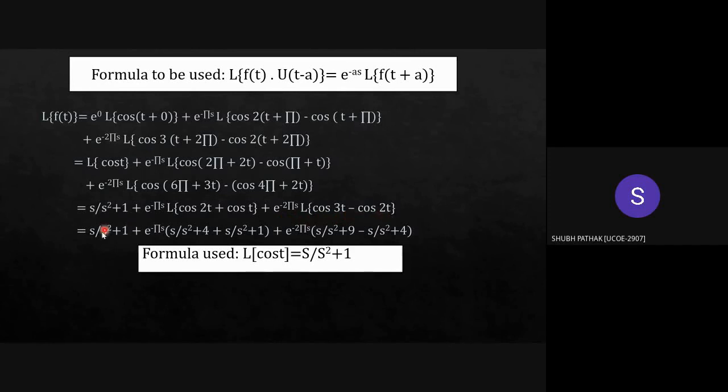So now in the final step, we convert all of them into the standard form which we know and have learned in the class. So we'll get the answer s upon s square plus 1 plus e raised to minus pi s into s upon s square plus 4 plus s upon s square plus 1 plus e raised to minus 2 pi s into s upon s square plus 9 minus s upon s square plus 4.